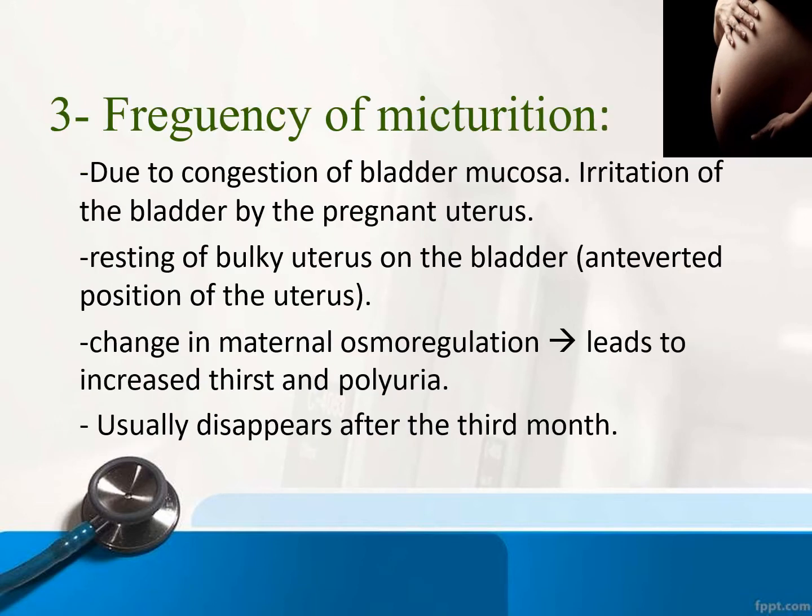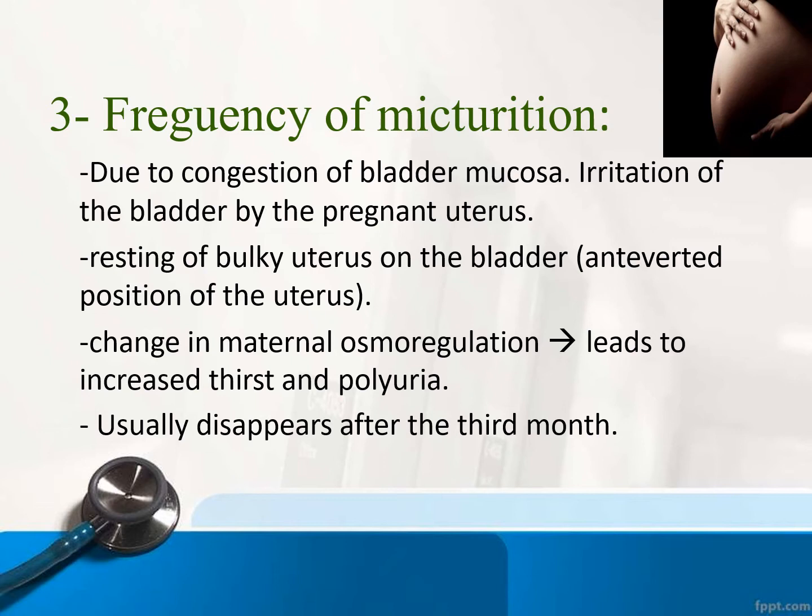And the next one is frequency of micturition, and this is due to the congestion of the bladder mucosa and due to the anteverted uterus. Already in the anatomy and physiology of the reproductive system, I have explained that the uterus is in an anteverted position and it is lying over the bladder. When pregnancy occurs, the gravid uterus lying over the bladder increases in bulk, and that will apply pressure over the bladder. That is also a reason for this frequency of micturition.